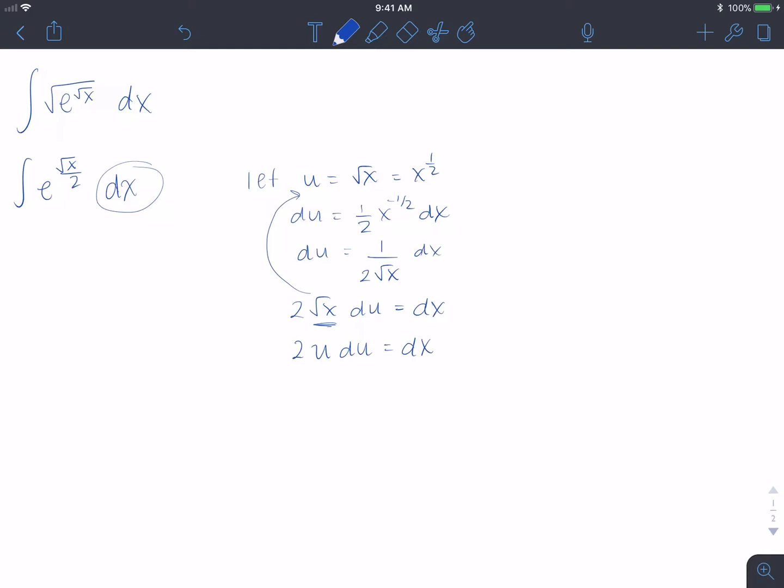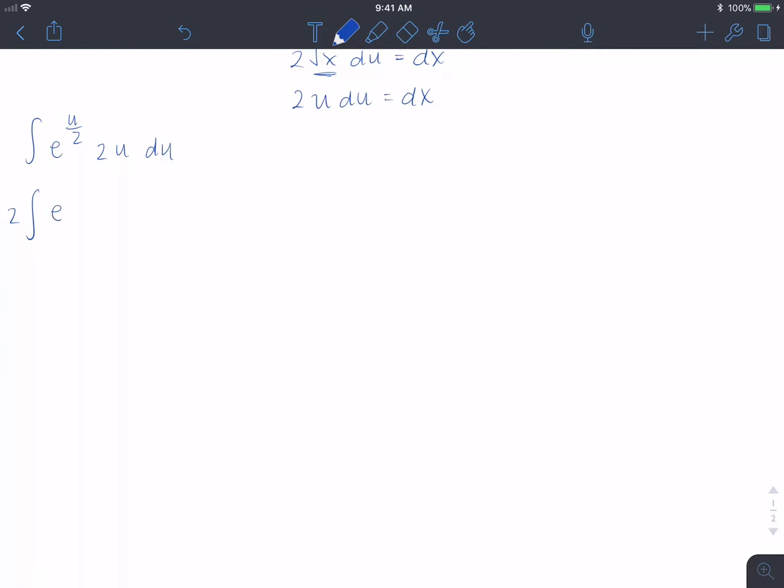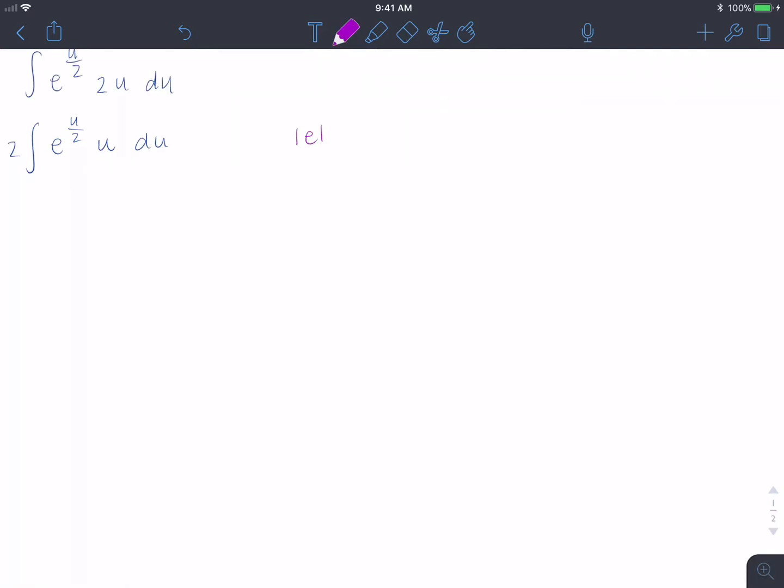We'll plug this in. e to the u over 2 times 2u du. We'll pull the constant out. We're left with 2 e to the u over 2 times u du. Now we need to do another substitution. Let y be equal to u over 2, or 1/2 u. Differentiate both sides. dy equals 1/2 du, and then 2 dy equals du.